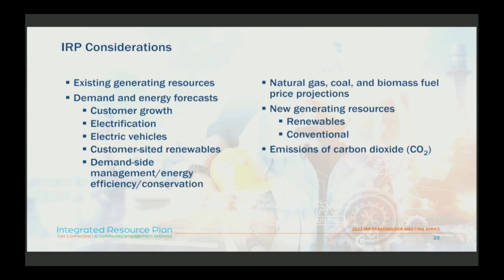So we've talked about some of these before, but these are the IRP considerations, the things you have to take into account. Obviously, number one is existing generating resources, and when those resources are expected to retire and no longer be available. You look at your demand and energy forecast, customer growth, which we've already talked about, electrification, electric vehicles and what impact they have on your demand, customer-sided renewables, and then demand-side management, energy efficiency, and conservation. Again, we're talking about natural gas, coal, and biomass fuel projections, any new generating resources, both renewable and conventional, and then also the emissions of CO2 or overall environmental attributes of each one of those options.